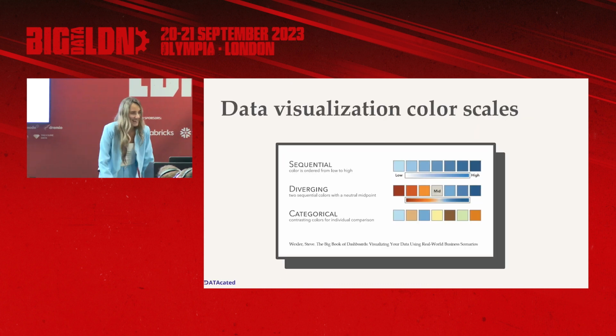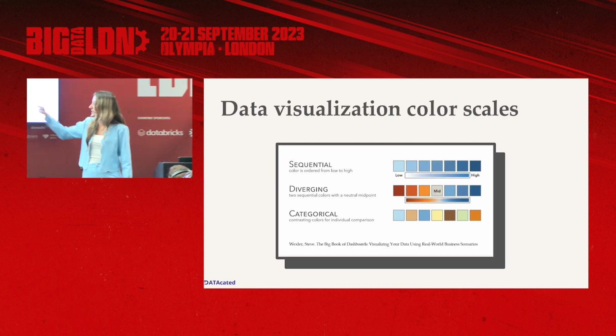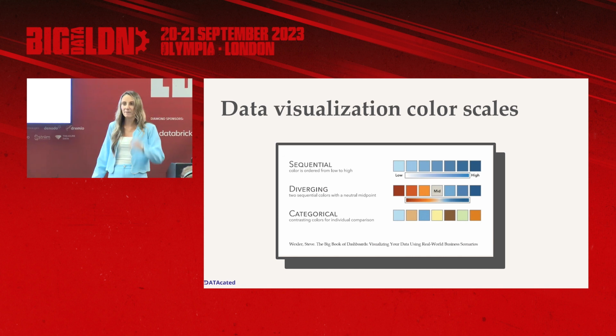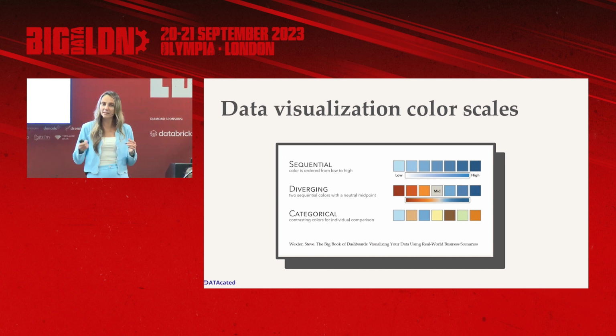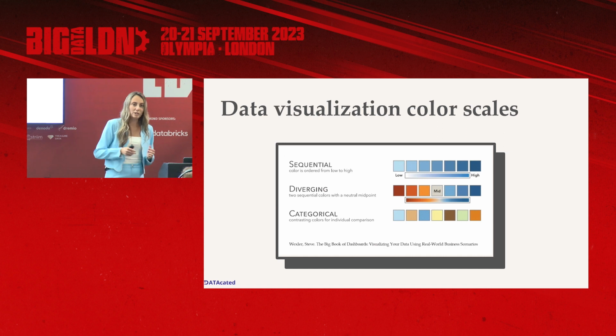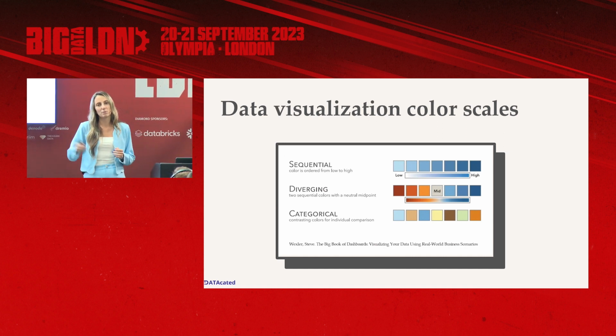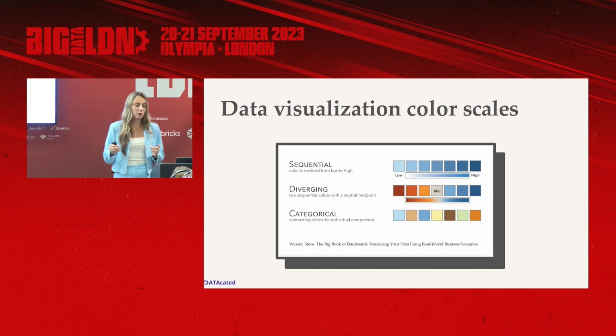So now, I totally took this out of Steve Wexler's book. I love this graphic. It shows you how data visualization can be used with color scales. So we'll talk to three of them briefly. We have sequential, diverging, and categorical. And these are the three types of color types that you can use. Sequential is essentially the monochromatic one that we just described. It goes from a light shade to a dark shade, and you can use this for showing orders of magnitude.